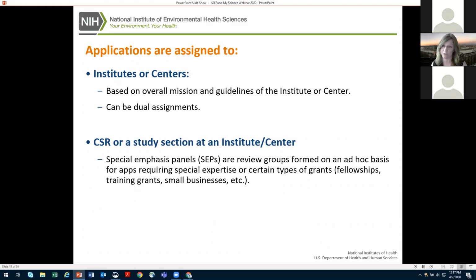CSR has the study section for the unsolicited, and then we at NIEHS and the other institutes will convene special emphasis panels for certain specific types of mechanisms, especially when we write an FOA.